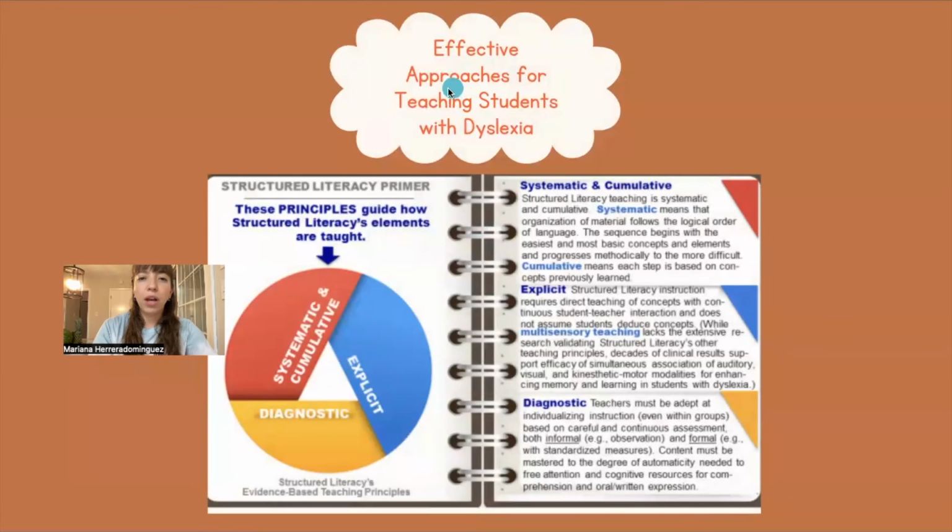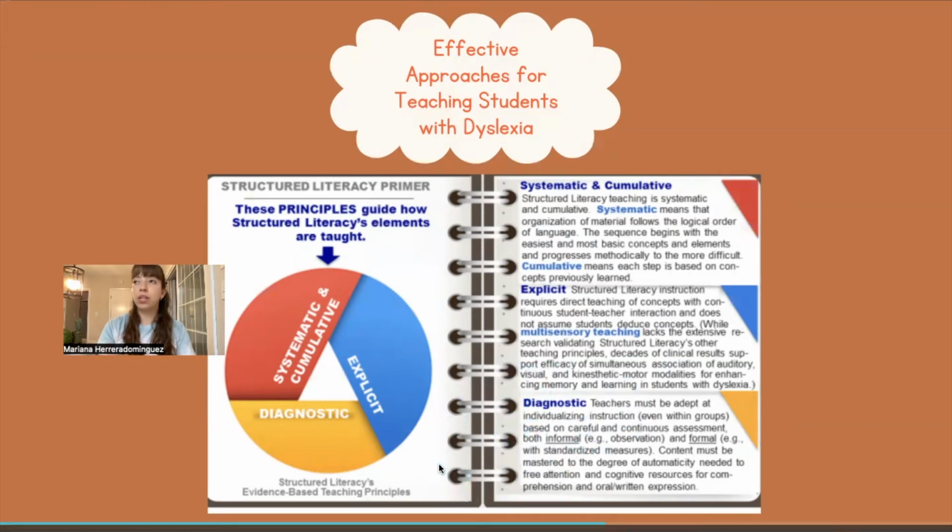And so there are effective approaches for teaching students with dyslexia. These are the things that need to take place in the classroom in order for the students to succeed, right? So it really speaks for itself. Systematic and cumulative. Well, it just means that every lesson needs to be organized, it needs to be explicit. Teachers must be adept at individualized instruction, which can be very, very difficult, right? Because you might have 28 or 30 students in a classroom. And we're going to talk about the tier 1, the tier 2, and the tier 3 students. But these are the characteristics that really need to take place in order to support students. And of course, these are evidence-based teaching principles.